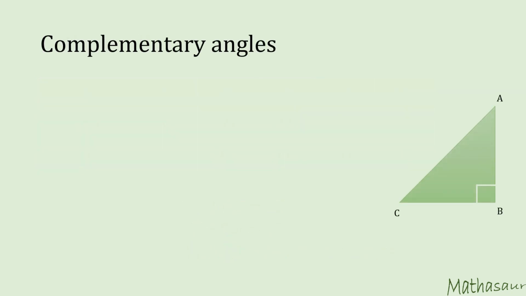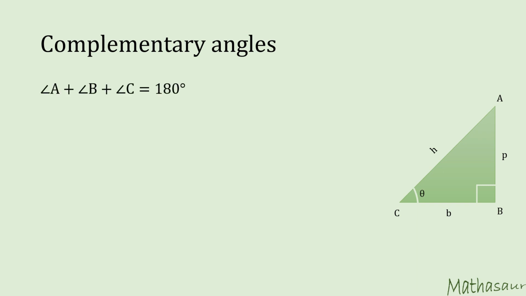Let us look at a right triangle ABC right angled at B. If angle C was theta, then I would call the side opposite theta, that is side AB, as perpendicular. The side adjacent to theta, that is side BC, as base. And the hypotenuse AC as H.